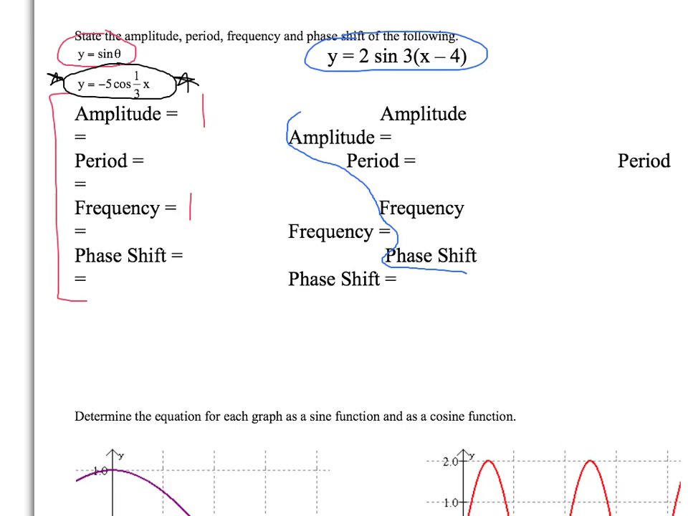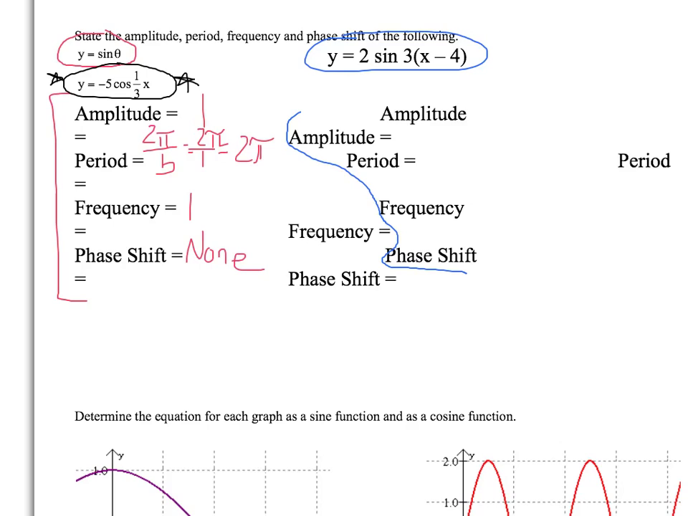My period is the formula 2 pi over b. The b value is the number in front of that theta, so it's a 1. 2 pi over 1 is 2 pi. And finally, for the phase shift, since there is no plus or minus after the x, as there is in the blue one that I'm going to do in a second, there is no phase shift, so I write none.